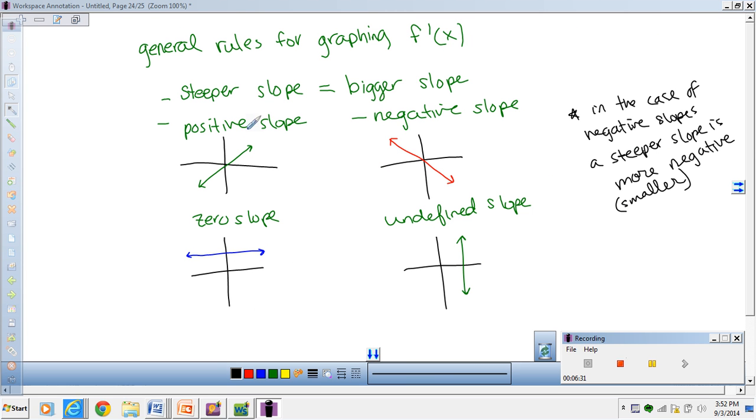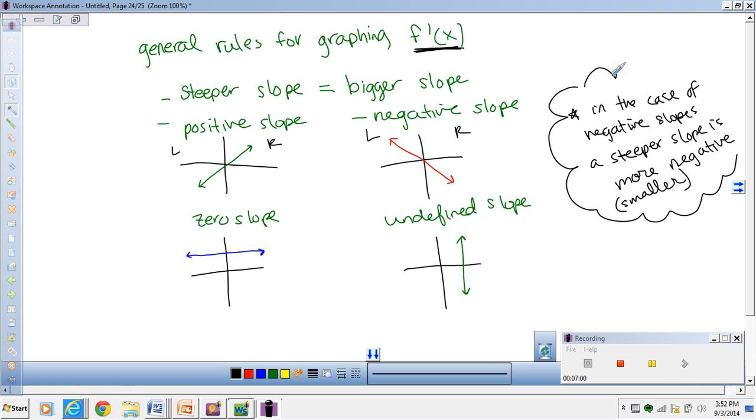So here are some general rules for graphing your derivative. f prime of x is your derivative. A steeper slope means we have a bigger slope. And a positive slope rises from left to right. And a negative slope falls from left to right. A zero slope is a horizontal line. And an undefined slope is a vertical line. And this other note over here: in the case of negative slopes, a steeper slope is more negative, making it smaller.